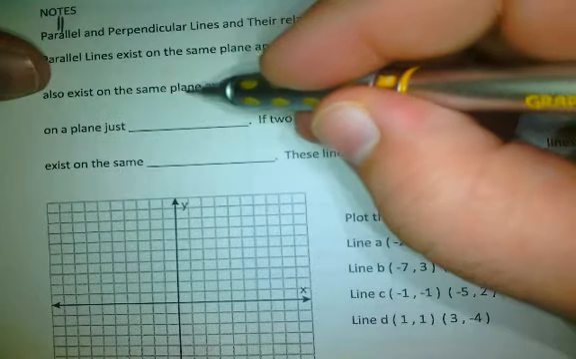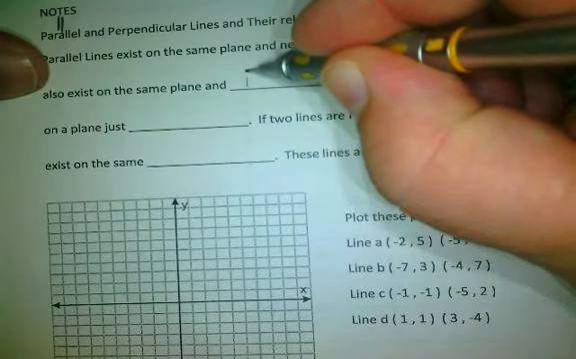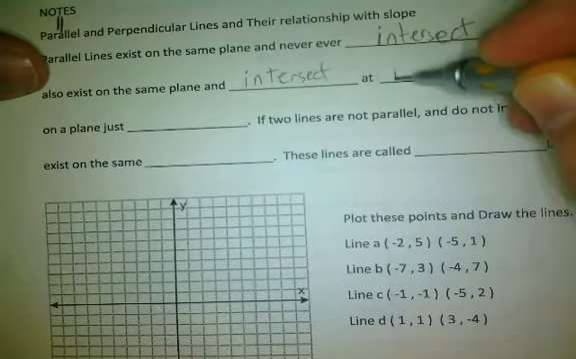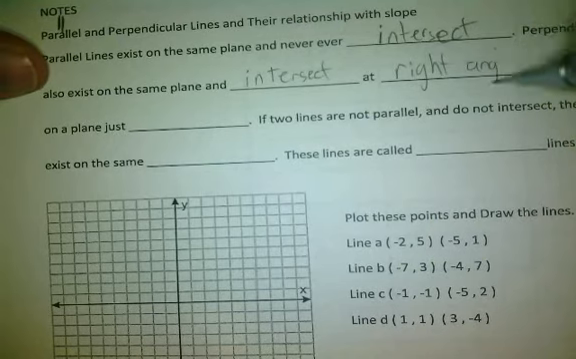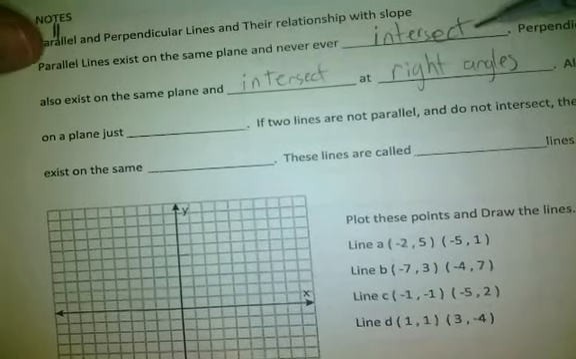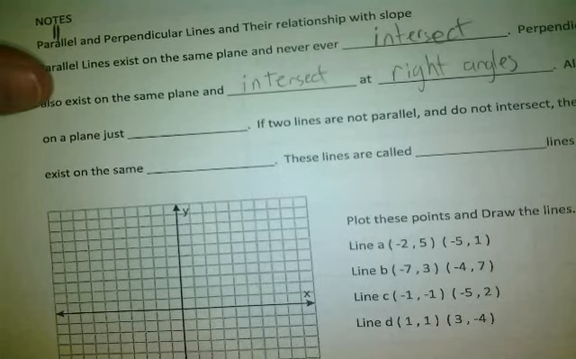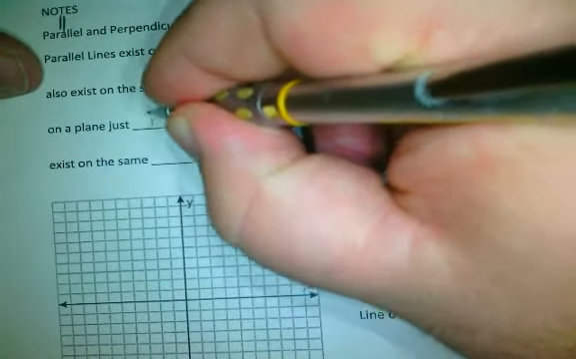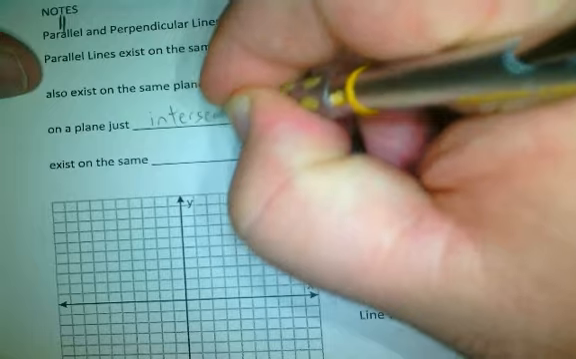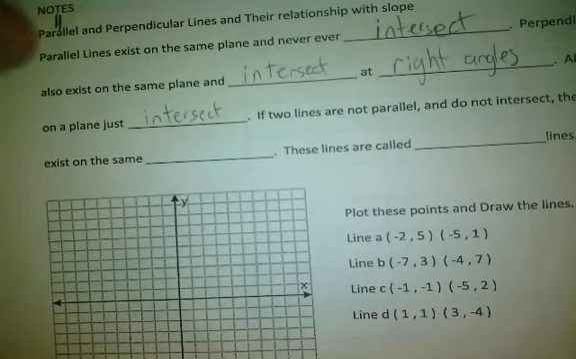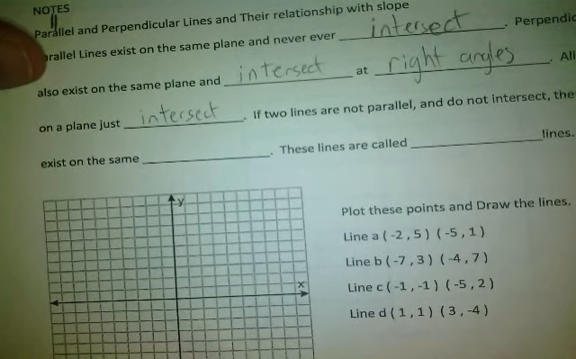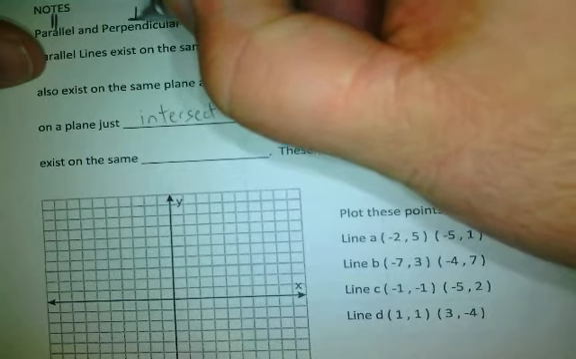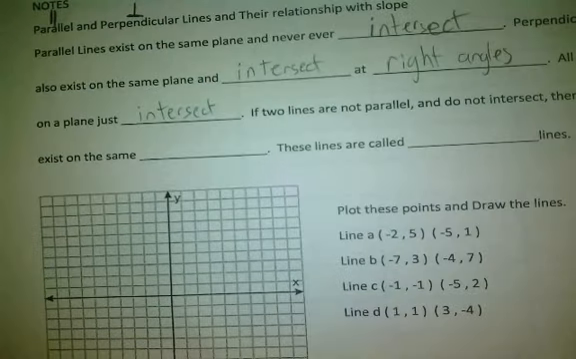Perpendicular lines also exist on the same plane, and they intersect at right angles. Okay, if the special thing about parallel lines is they don't intersect, then of course perpendicular lines intersect. In fact, all other lines on a plane intersect. They just intersect, except perpendicular lines, they intersect at right angles. In fact, the symbol for perpendicular is this. It's an upside down T. It creates these two right angles there.